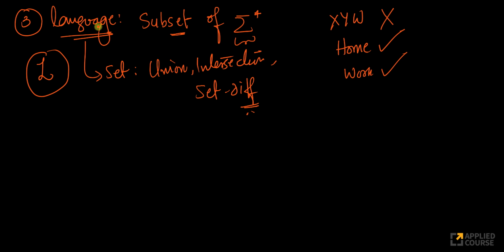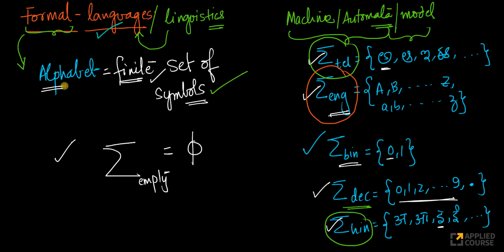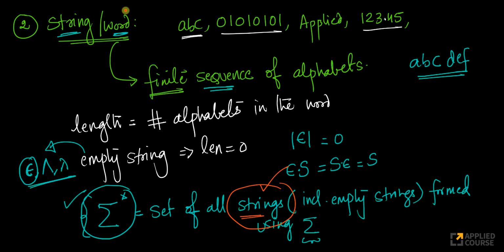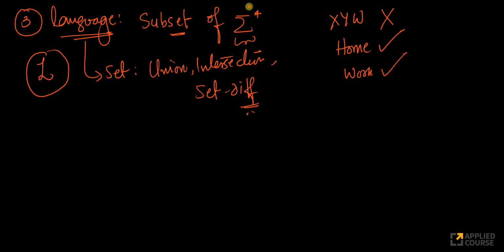A language at its very core is a subset of all the strings that can be formed using an alphabet. Remember, to define a language, you need an alphabet. Without an alphabet, you can't do anything. First, you have alphabets. Based on alphabets, we create strings. Then we have the set of all the strings that can be formed. From that set, we create a subset and call it a language.